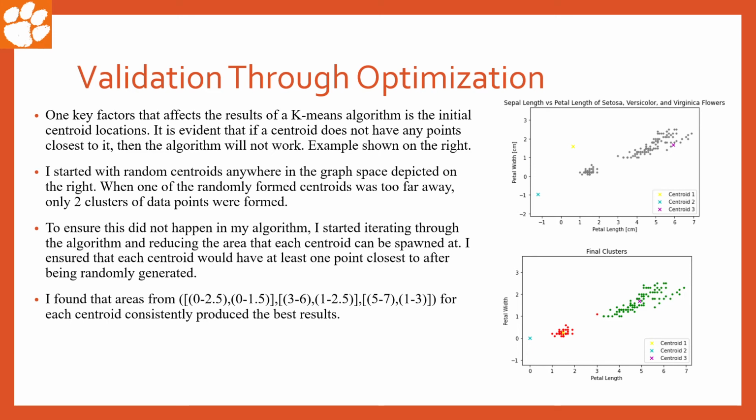I used centroid optimization to validate the performance of my k-means clustering. There were many occasions where the randomized clusters were not able to form 3 clusters. This is due to a weakness in the k-means algorithm, where if a centroid is not closer to any point, the algorithm will not be efficient. I started by assigning smaller separate ranges where each centroid could spawn and looked at the final locations of each centroid after successful clusterings. I used the data to form optimal ranges for each centroid to perform successfully every time.